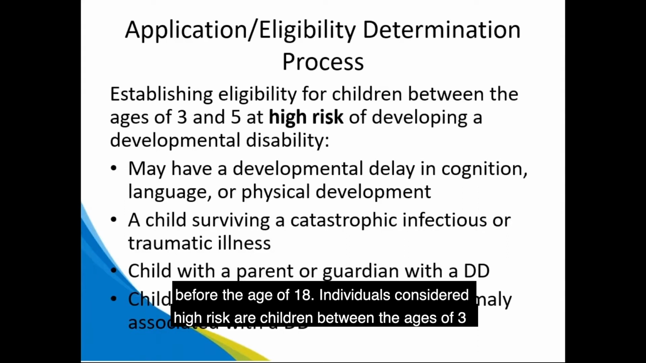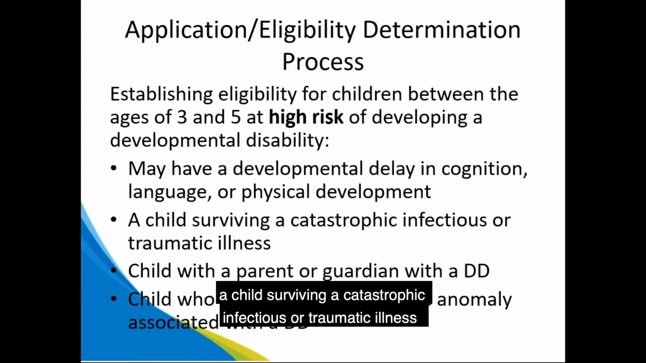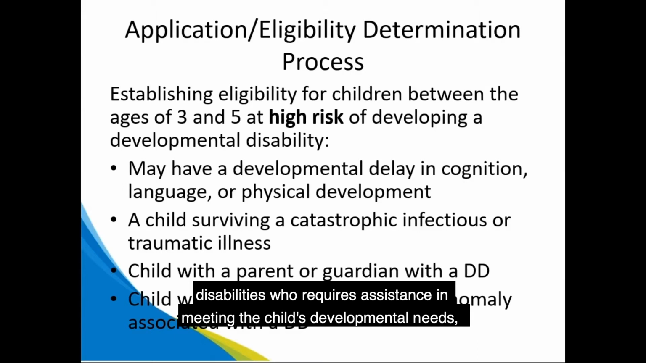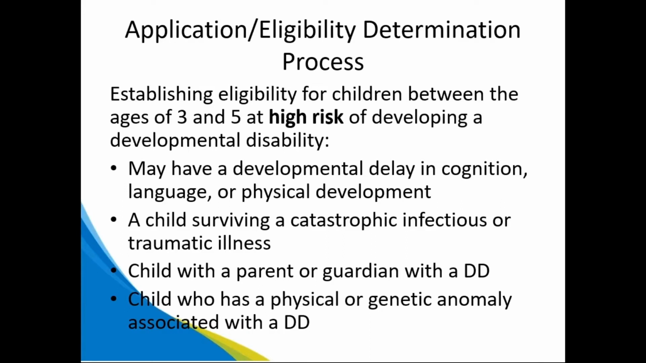Individuals considered high risk are children between the ages of 3 and 5 years old with either a developmental delay in cognition, language, or physical development, a child surviving a catastrophic infectious or traumatic illness known to be associated with a developmental delay, a child with a parent or guardian with developmental disabilities who requires assistance in meeting the child's developmental needs, or a child who has a physical or genetic anomaly associated with developmental disability.